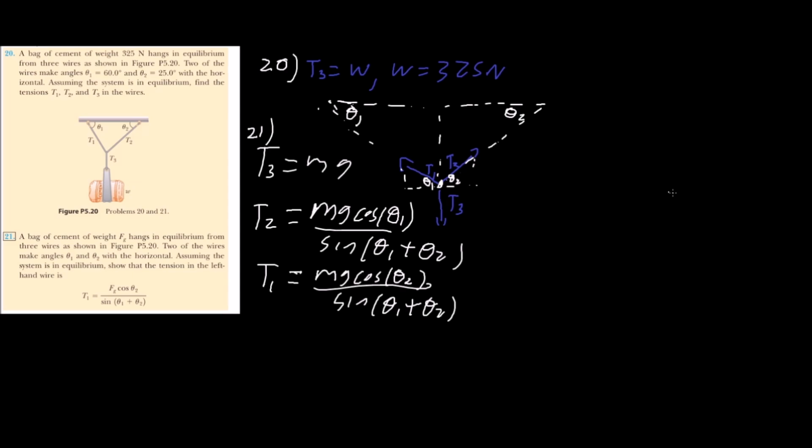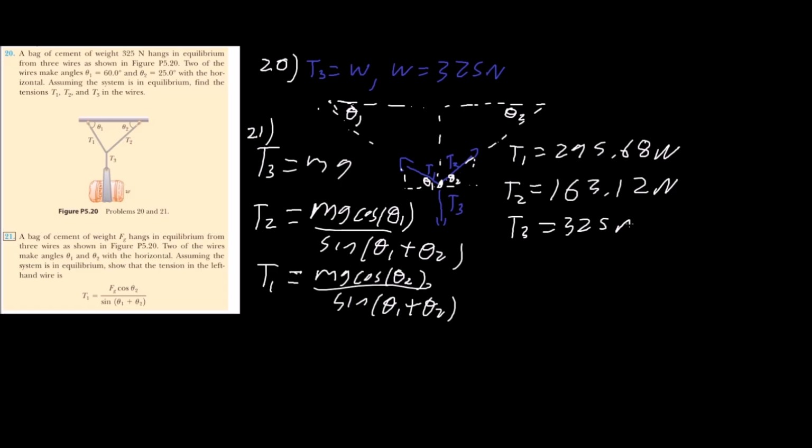All right. So for this one, T1 here is going to be 295.68 newtons. T2 here is going to be 163.12 newtons, and T3 is going to be 325 newtons. All right, folks, we're done.